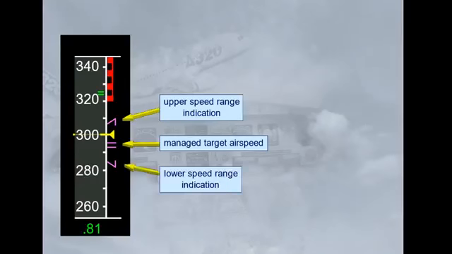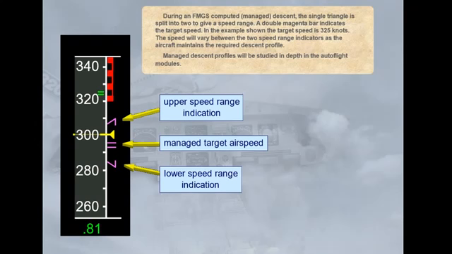During an FMGS computed managed descent, the single triangle is split into two to give a speed range. A double magenta bar indicates the target speed. In the example shown, the target speed is 325 knots. The speed will vary between the two speed range indicators as the aircraft maintains the required descent profile. Managed descent profiles will be studied in depth in the autoflight modules.